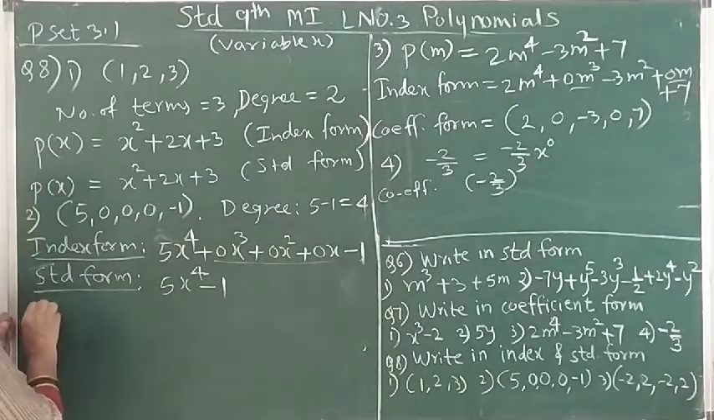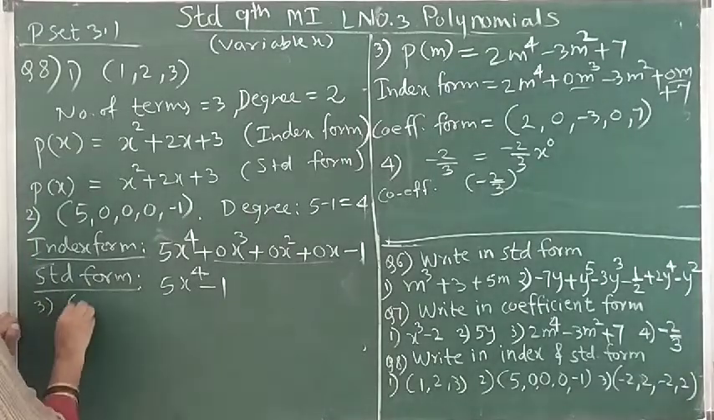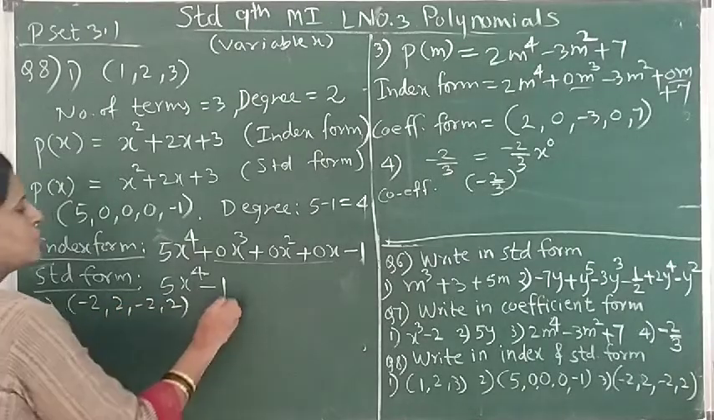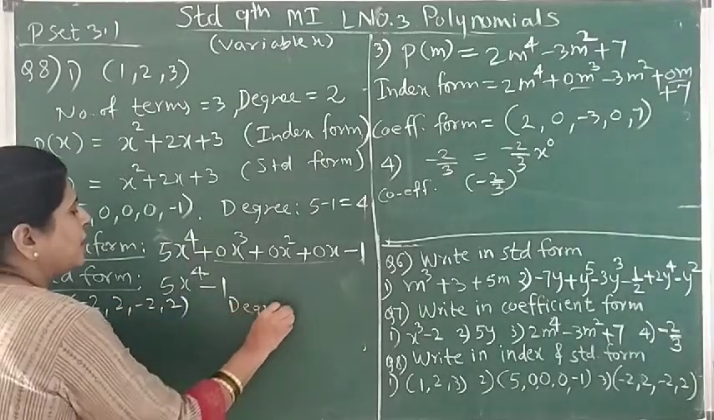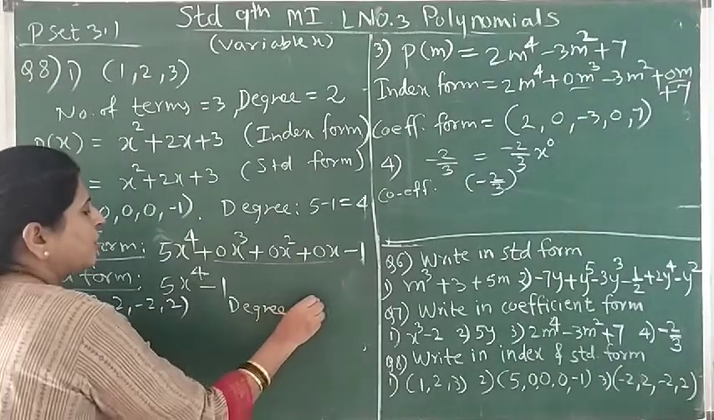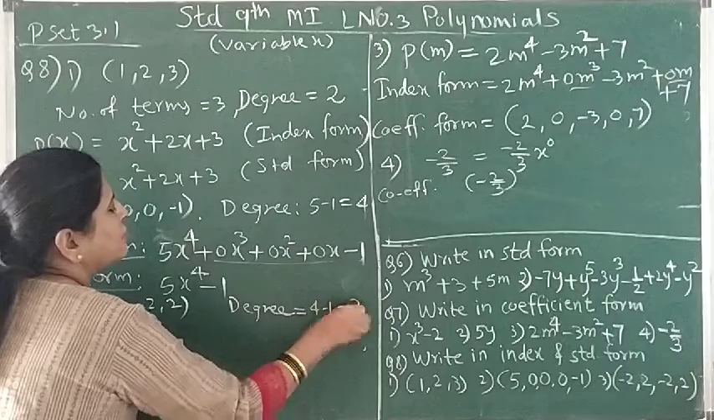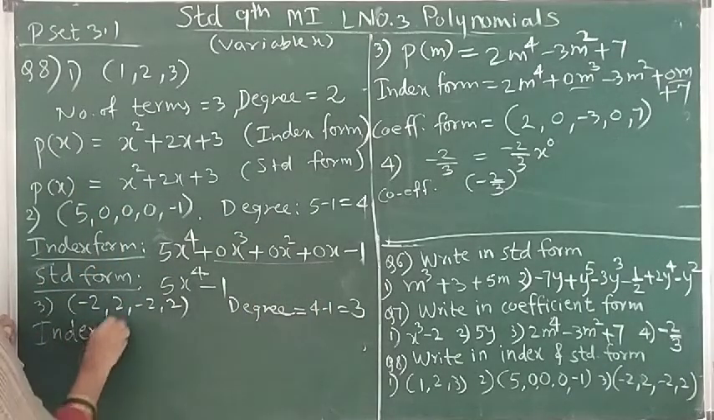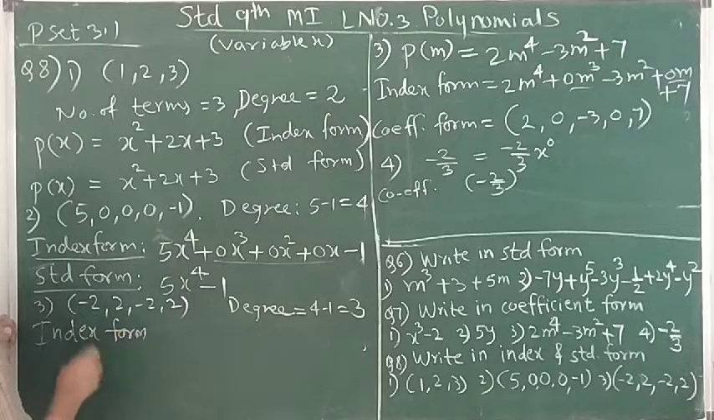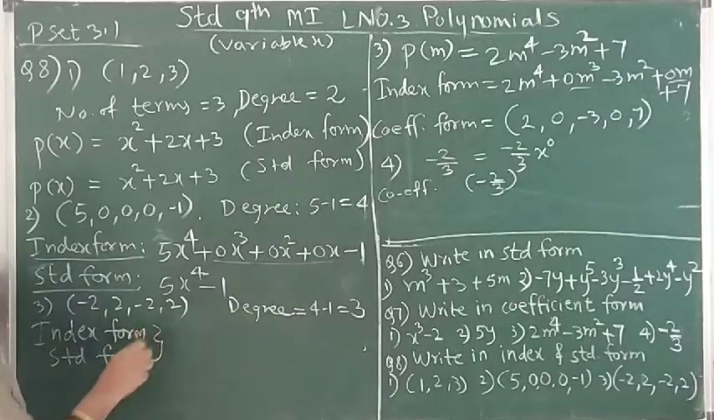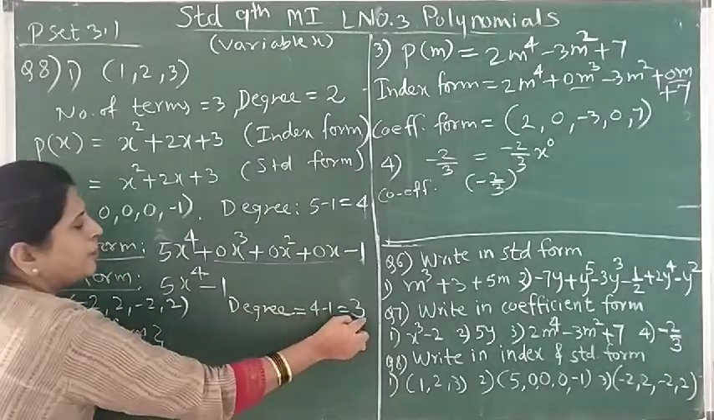Okay. And the third one is minus 2, 2, minus 2, 2. Here also you need to check what your degree is. So how many terms are here? 1, 2, 3, 4. If there are 4 terms, it is 4 minus 1, so the degree is going to be 3. So your index form and even your standard form are going to be the same, because you can see that there is no coefficient 0. The highest power of the variable is 3.